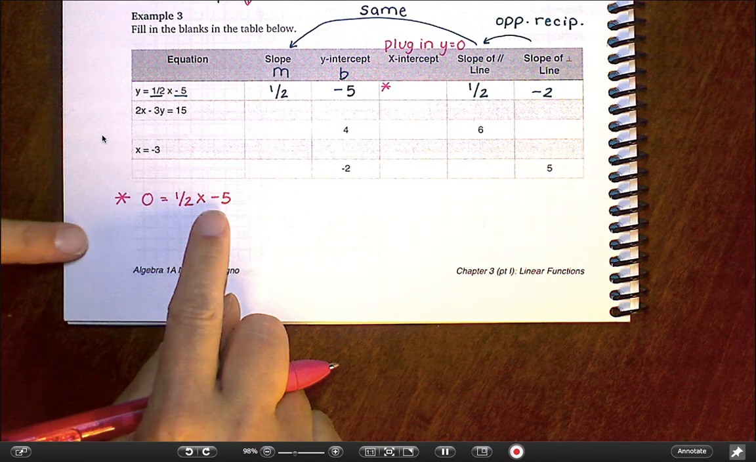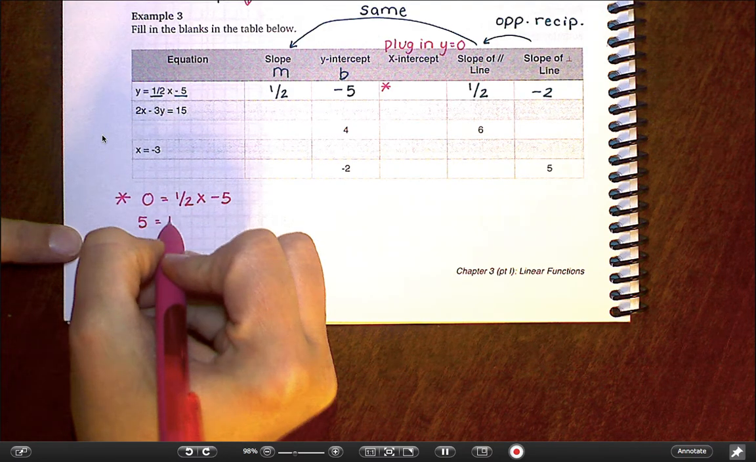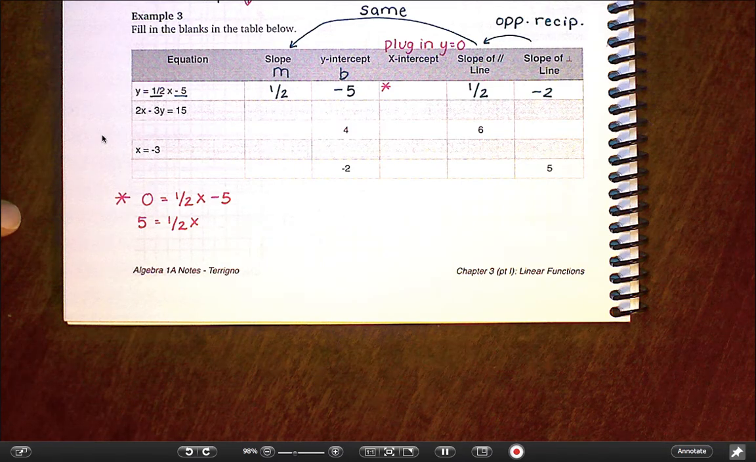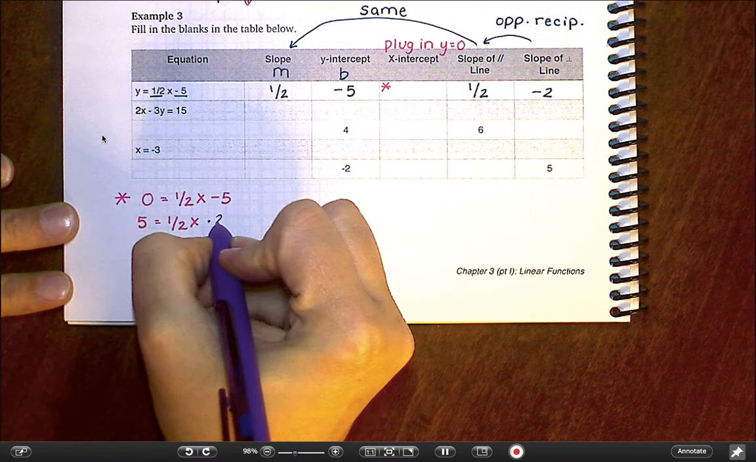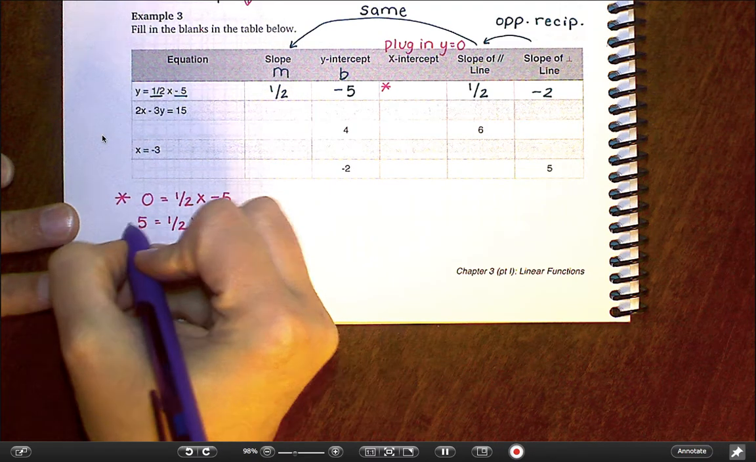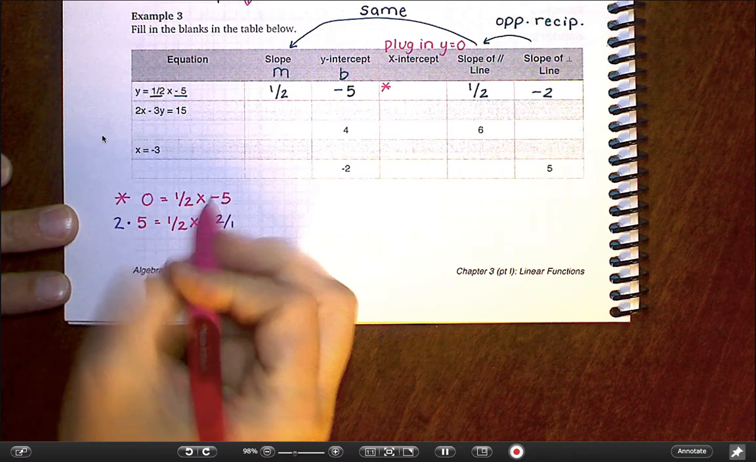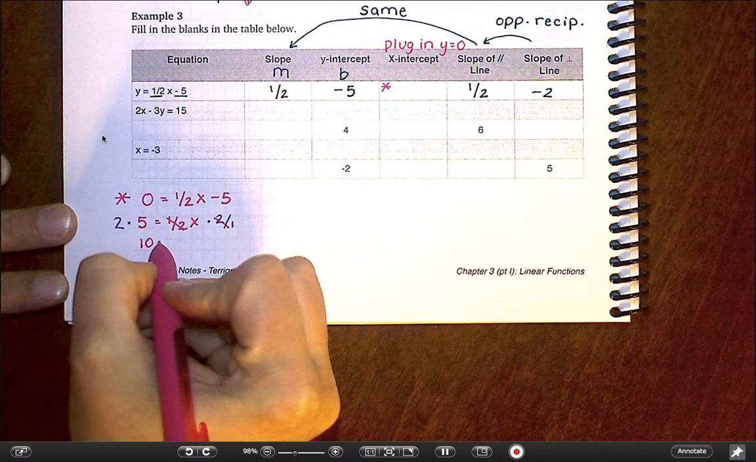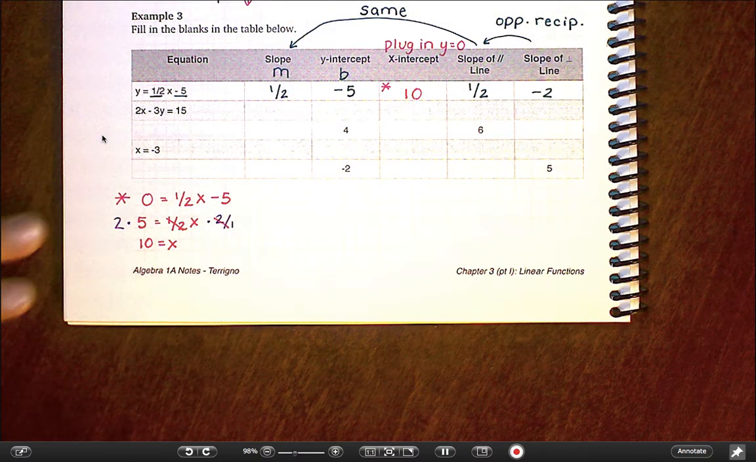The first thing I would do is add 5 to either side. I end up with 5 equals 1/2 x. Then to solve from there, I would multiply by 2. Really, I'm multiplying by 2 over 1, but we know that that's just 2. The 1/2 and 2 over 1 are going to cancel. Here I'm going to be left with 10 equals x, and so my x-intercept is 10.